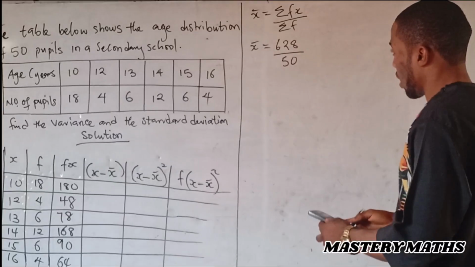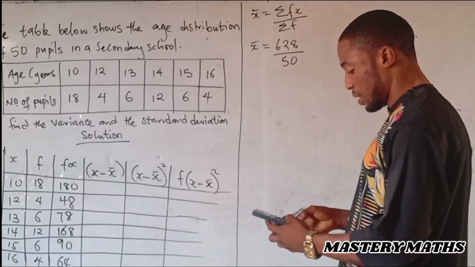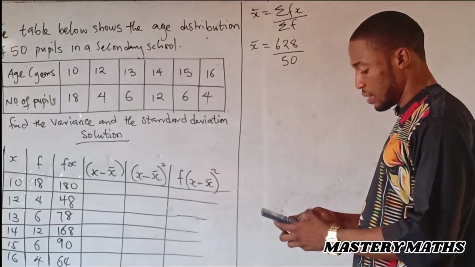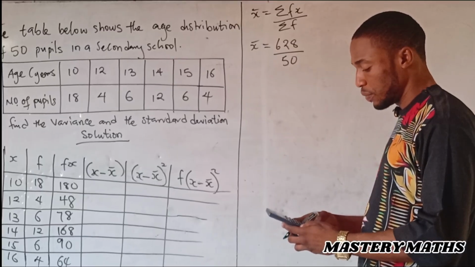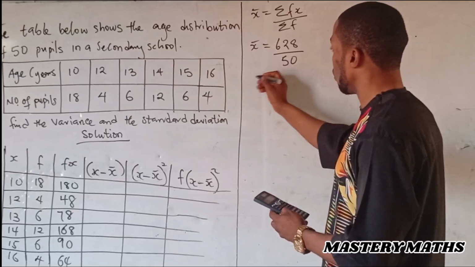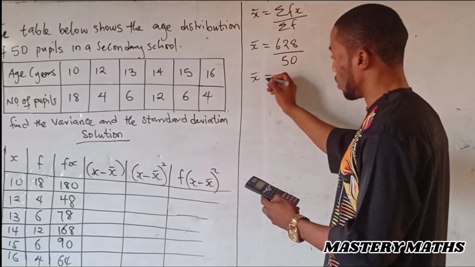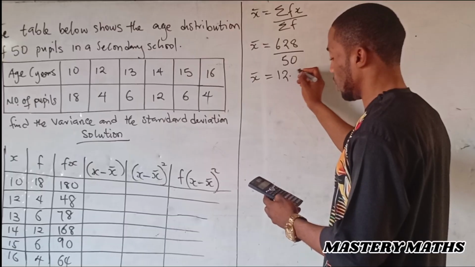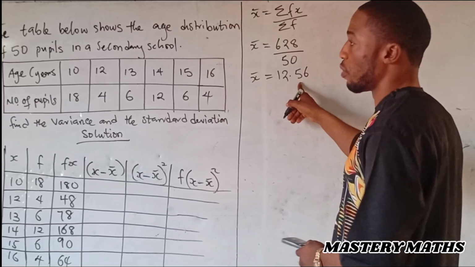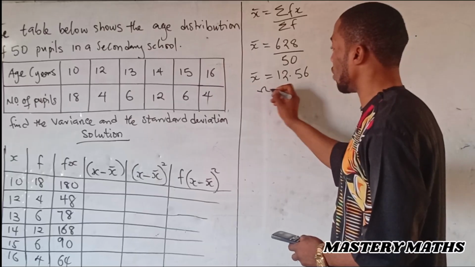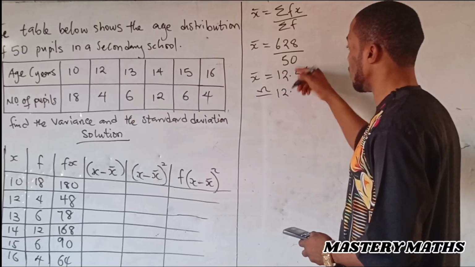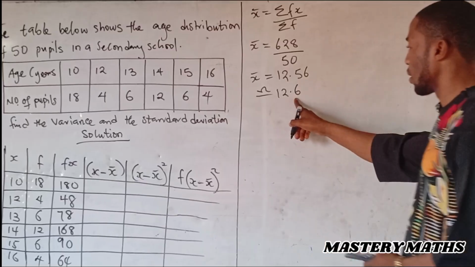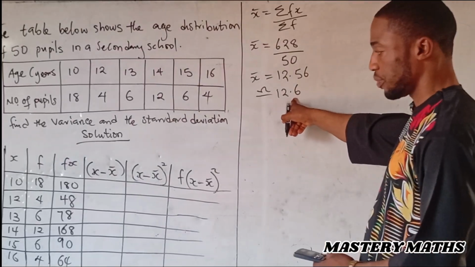So when we divide it using our calculator, you have 628 divided by 50, which will give us a mean equal to 12.56. But I want us to approximate. If we use the approximate value, it will give us 12.6. So our mean is 12.6.